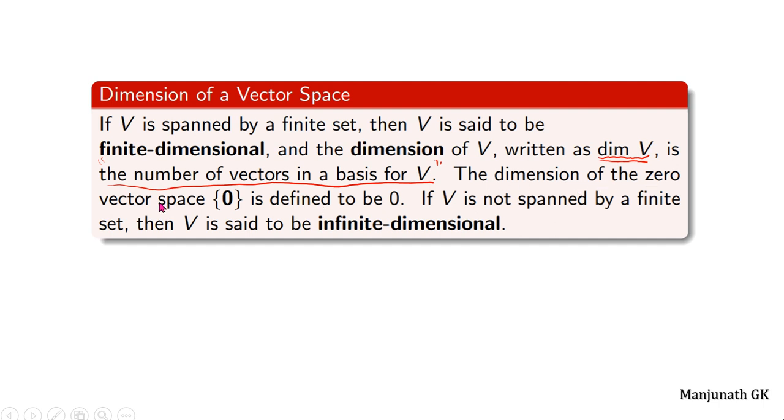The dimension of the zero vector space is defined to be 0. Meaning, a vector space having no vectors in it. Then what is the dimension of that vector space? That is 0, because the dimension of a vector space is the number of vectors in a basis for V. So if the vector space has 0 vectors, its dimension is 0. If V is not spanned by a finite set, then V is said to be infinite dimensional.